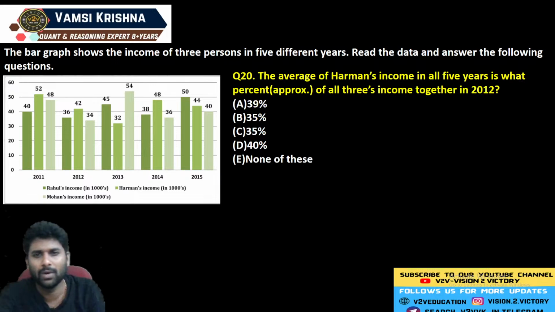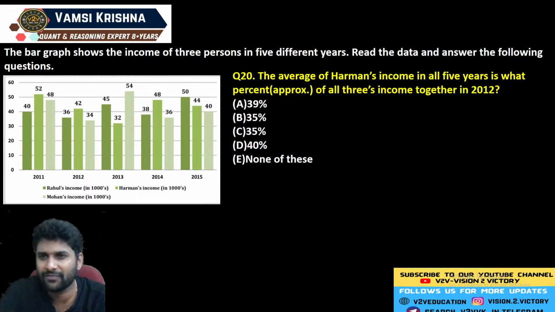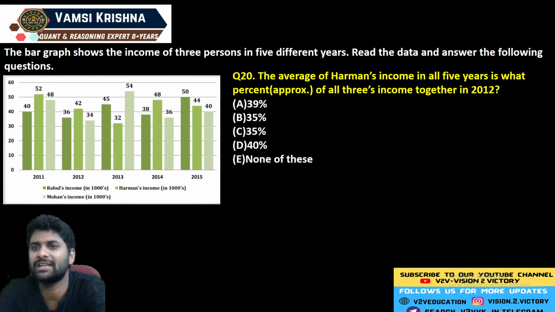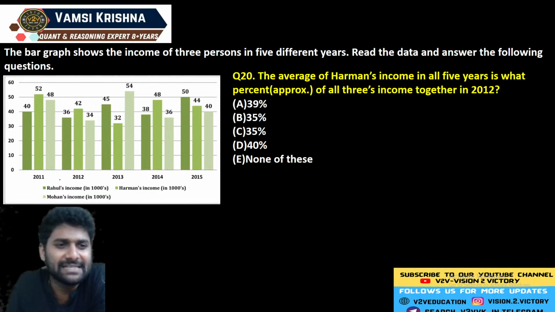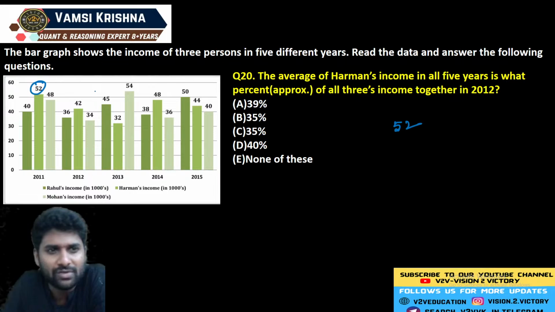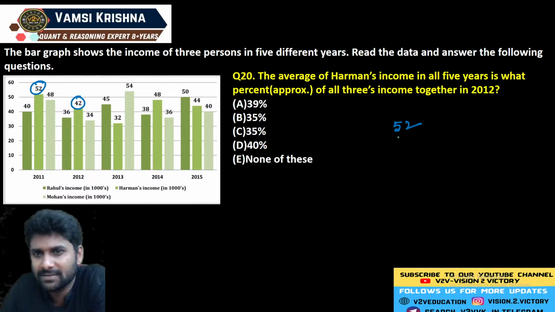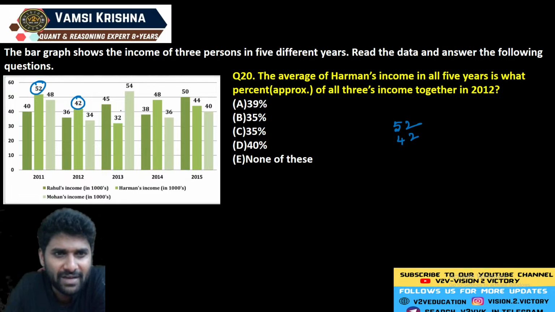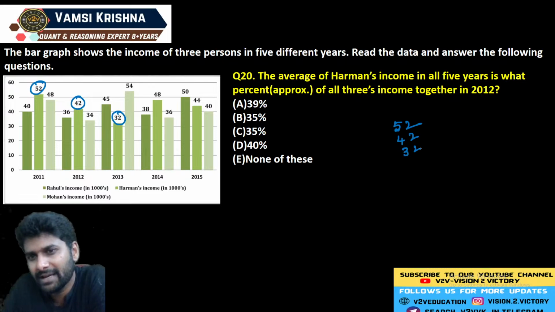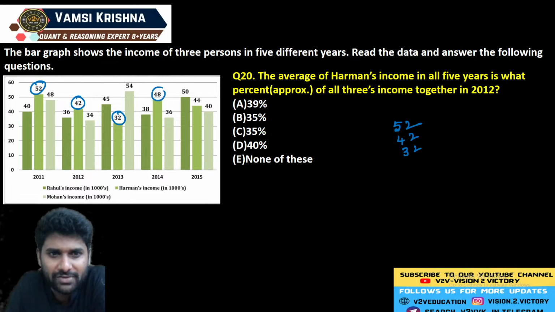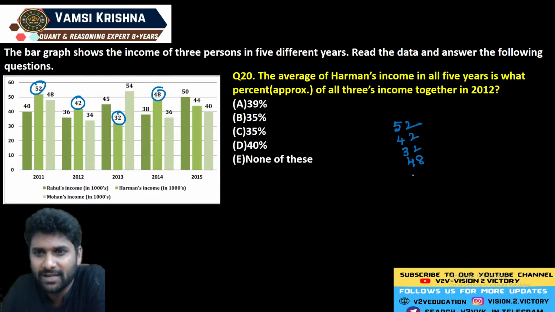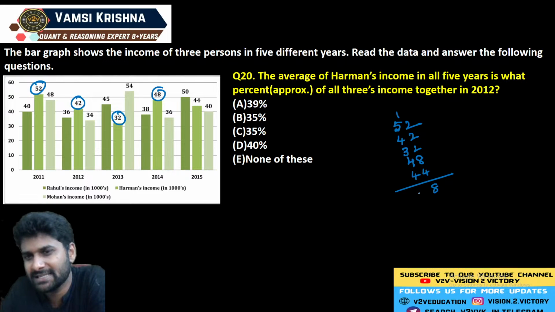See the next question. What is the average of Harman's income in all the 5 years, as what percentage approximately of the three incomes together in 2012? Harman is the second person. It's 52,000. Take the data clearly, guys. Don't miss any values here. It's 32. And don't get any confusion in the diagram. Here the middle value represents Harman's. It's 48 and 44. Add all the numbers. It's 6 plus 4, total is 18. Here 10, 13, 17, 17 and 4. So total value is equal to 21.